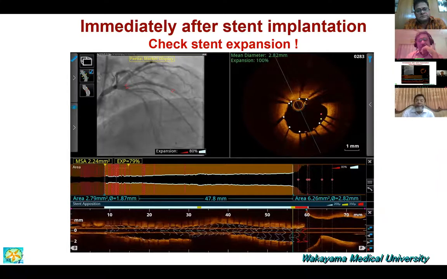And then it is important to move the cursor from this proximal cursor to this position, because the vessel diameter suddenly changes, big branch after big branch. Here is a diagonal branch, and the other is a big septal branch. Therefore, the cursor should be here, and then we have to measure and check this under expansion in the distal portion.